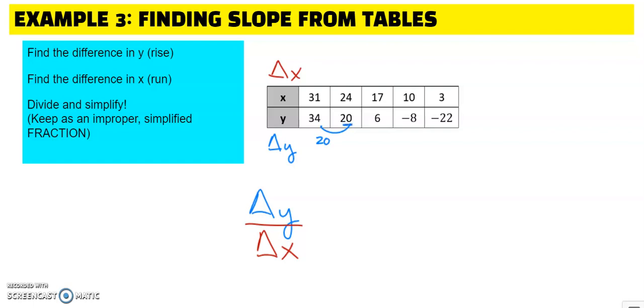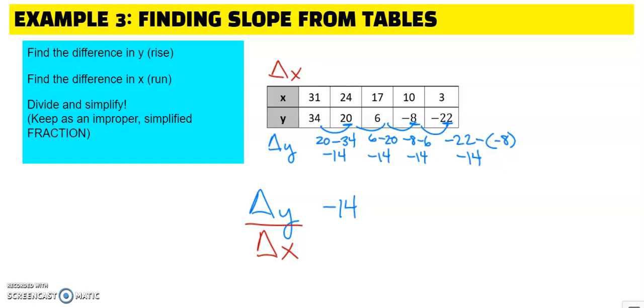20 minus the previous 34, that's negative 14. Okay, 6 minus 20 is also negative 14. Yay, I love when they're the same. Negative 8 minus 6 is negative 14. And then negative 22 minus negative 8, that's negative 2 plus 8. Negative 22 plus 8 is negative 14. Cool. Okay, so change in y is all the same this time. Yay. All right, let's look at our change in x.